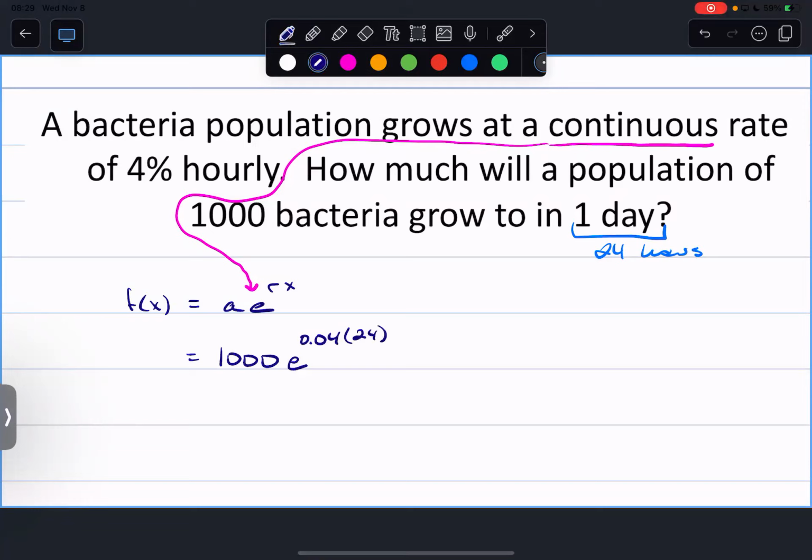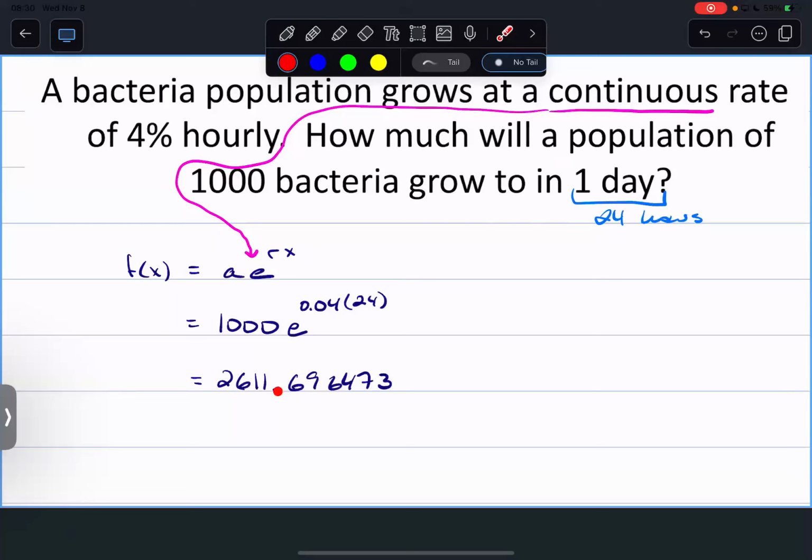Before you plug it in, but after that, you're off to the races. Let's see if I have an E to the X button. Whoa, I do. Who knew? Here I've been going alpha E to the power of something like a chump. Shift E. 0.04 times 24. The population size is going to be, I get 2611.696473. So you guys got it. How much will it grow? Right? It grew from 1,000 to 2611 or 2612, I guess. And so it grew by 1,612 bacteria in one day.